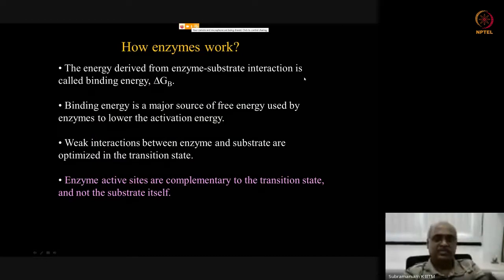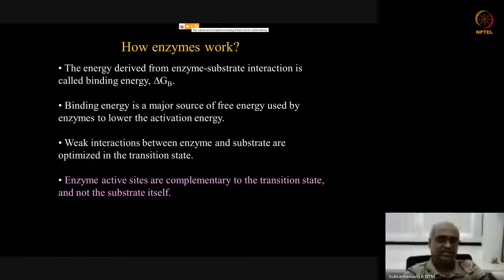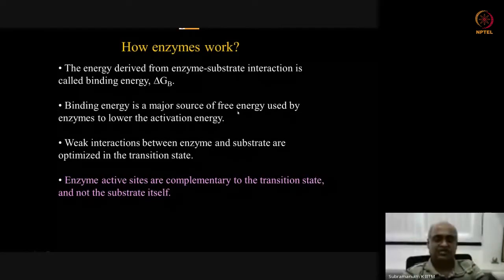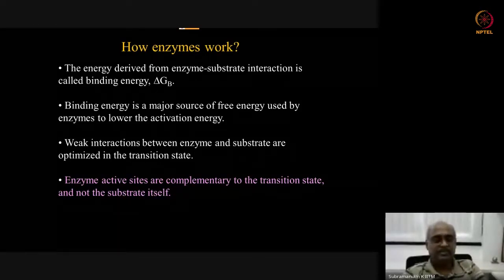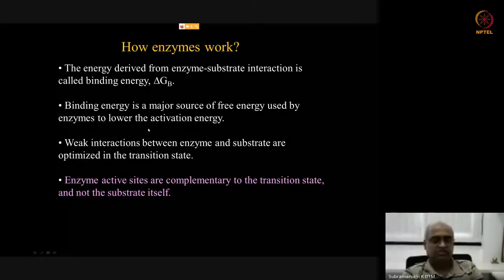So the energy derived from enzyme substrate interaction is what we call binding energy. And this binding energy is a major source of free energy used by enzymes to lower activation energy. So this is something you need to remember. This is characteristic of all enzymes. So the covalent bond formations are specific to certain enzymes and certain substrates. That's not going to be there in every enzyme. Whereas these non-covalent interactions, multiple of them, are common to all enzymes, and therefore their contribution to reducing the activation energy is something that you need to remember as the primary hallmark of an enzyme.